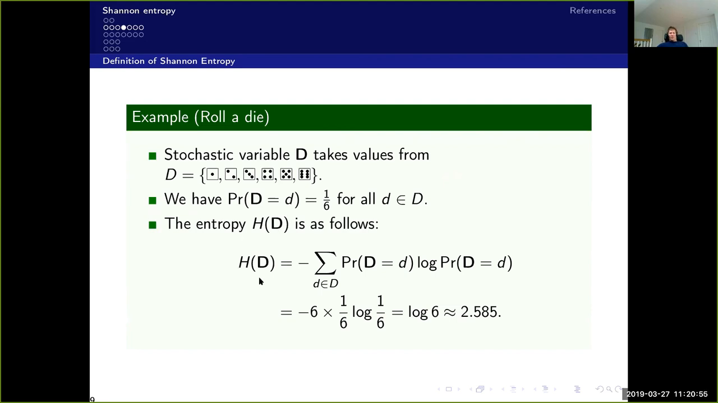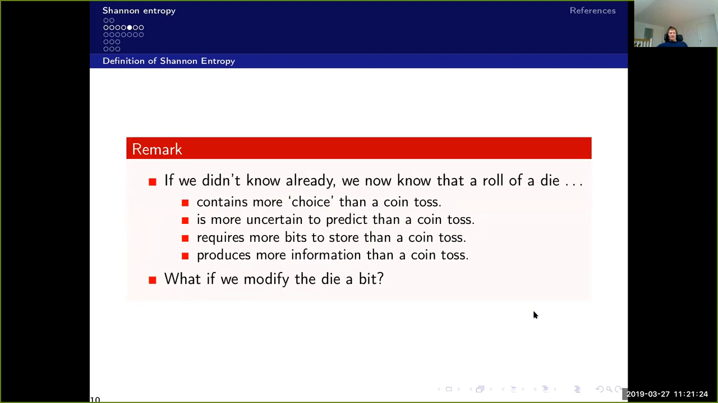So we basically just plug in the formula that we had on the first page. For every possible output, we sum the probability of that output happening multiplied by the logarithm of the same output happening. And if we put in the numbers, we see that it's the logarithm of 6, which is roughly 2.585. So we can see here that there is more room for choice or uncertainty when rolling a die than tossing a coin. So we also need more bits to store the result. In general, rolling a die produces more information than a coin toss.